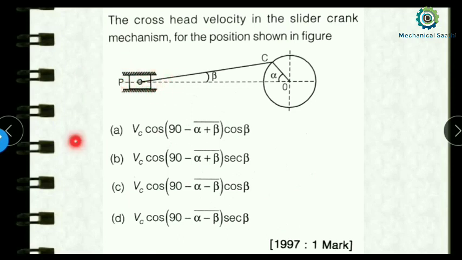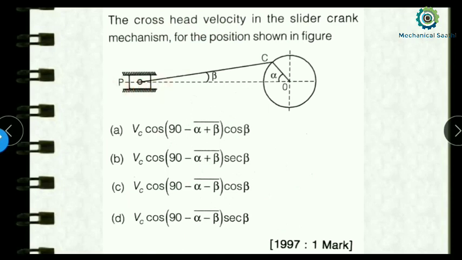The options are given like this: BC cos(90 minus alpha plus beta) by cos beta, here sec beta, here cos(alpha minus beta) by cos beta, and here, changed, it is alpha minus beta sec beta. So we need to find out the crosshead velocity, that is the velocity of this slider.